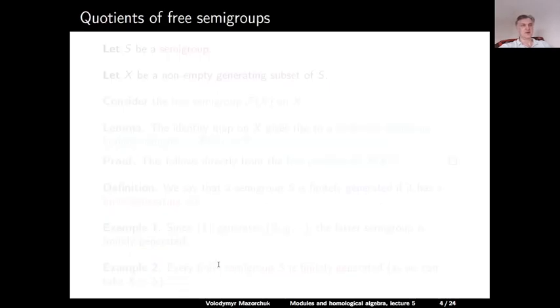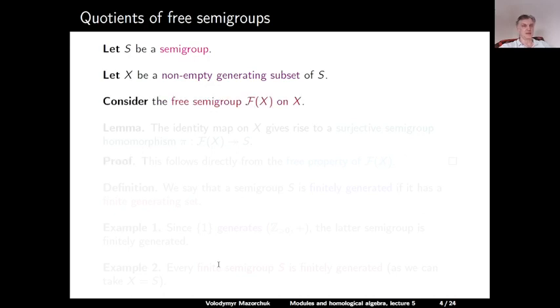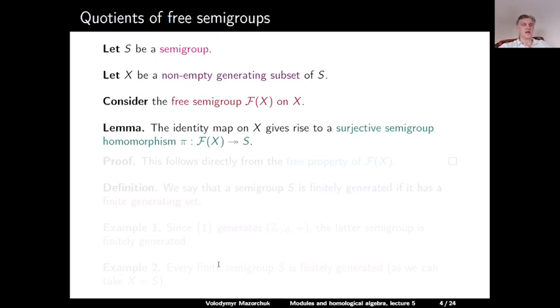Next, let us talk about quotients of free semigroups. Let S be a semigroup and X a non-empty generating set of S. Consider the free semigroup F of X on X. The identity map on X gives rise to a surjective semigroup homomorphism π from this free semigroup to S. This follows directly from the free property of the free semigroup. Any map on X can be extended to a semigroup homomorphism from this free semigroup to the target semigroup.